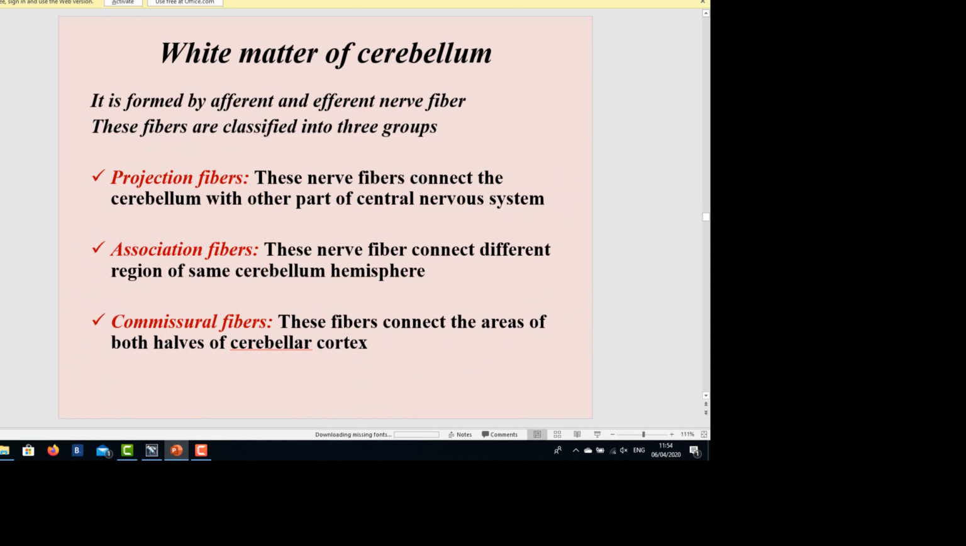Now we should be knowing about the white matter of the cerebellum. It is formed by afferent and efferent nerve fibers. These are classified into three groups: projection fibers, association fibers, and commissural fibers. Projection fibers connect the cerebellum with the other parts of the central nervous system. Association fibers connect different regions of the same cerebellar hemisphere. Commissural fibers connect the areas of both halves of the cerebellar cortex.